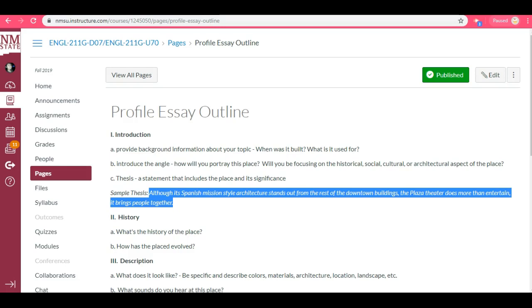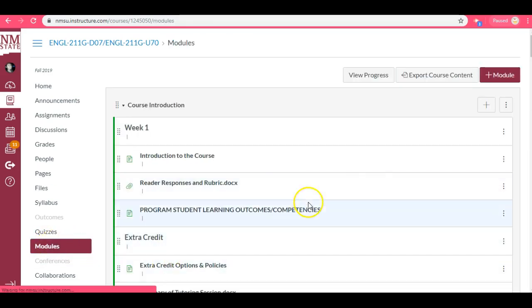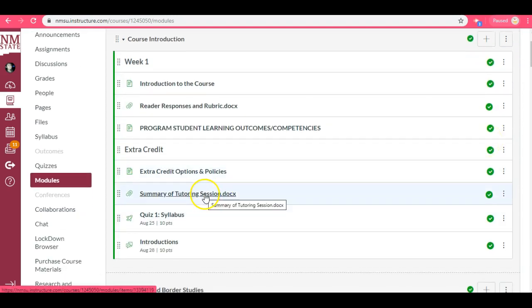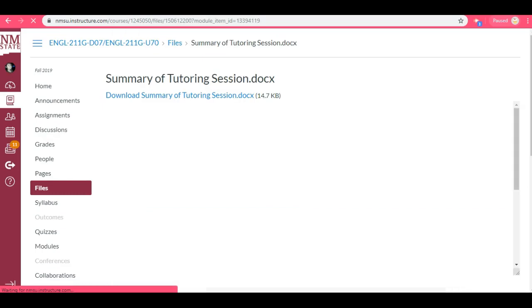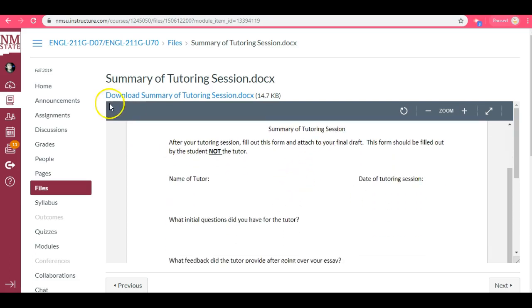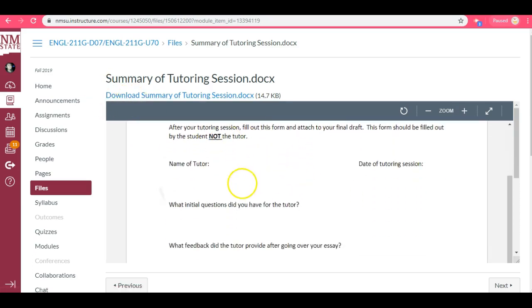Now, if you do go to the ARC, then one of the things you want to do is go ahead and fill out the summary of tutoring form. You can actually find that if you go to modules, and it's under the extra credit module. So it's right here. It's the summary of tutoring form. So you have to fill this out, not the tutor. So all you need to do is go to the tutoring center, get the tutor's name, have them review your paper, and then you fill out this form. Make sure that you download it first and then you fill out this form.